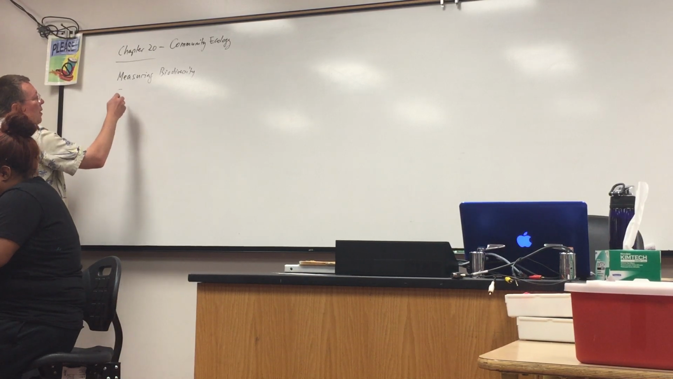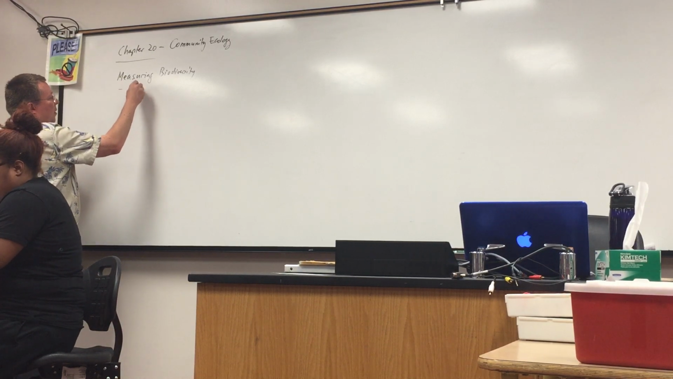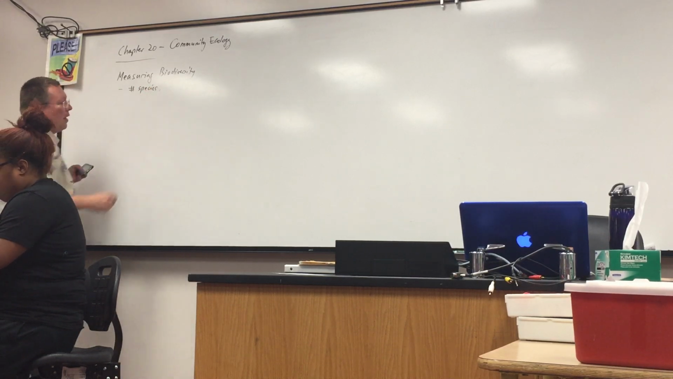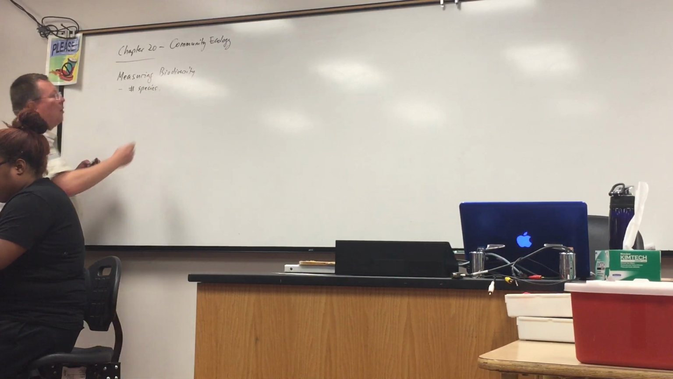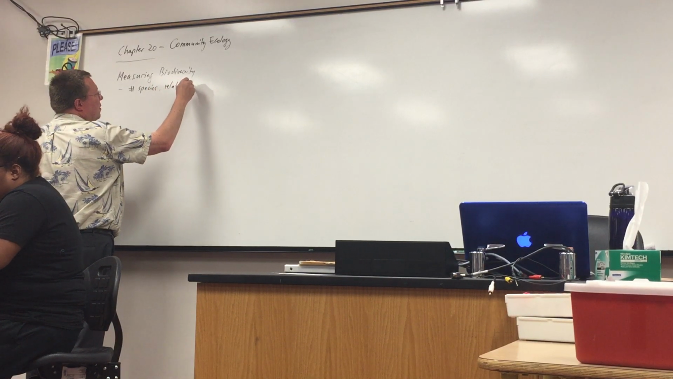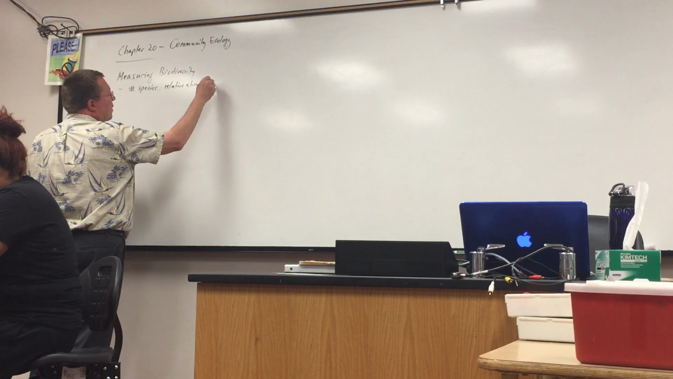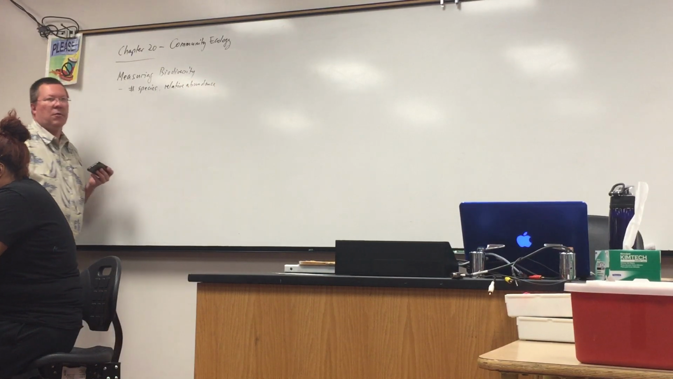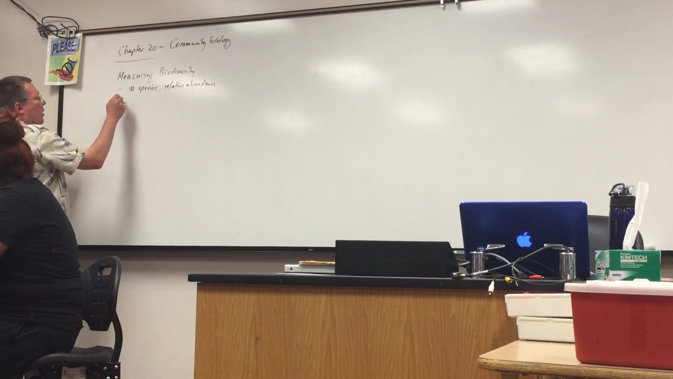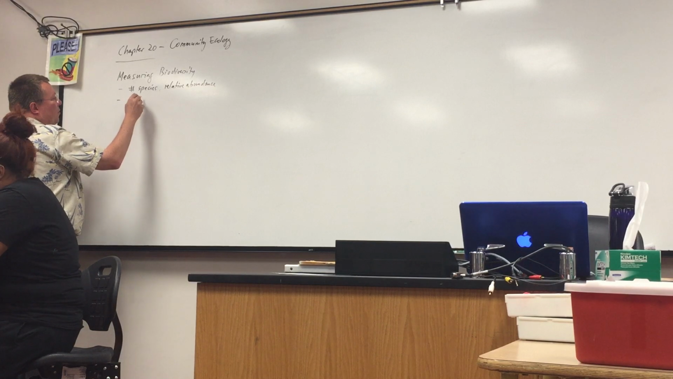Now, what does that mean? Well, it means simply how many species are there, so you can count the number of species. And then when it comes to the species numbers, you can also determine their relative abundance. Thus, we don't just look at the straight number of species, but we also want to find out how many of each there are.